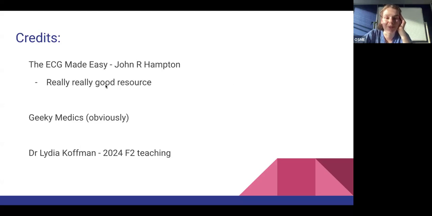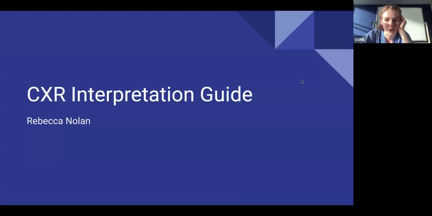The ECG Made It Easy is a really, really good book or resource, so use that. Obviously I use Geeky Medics as well, and some teaching that we got last year was really helpful for this as well. So we're going to move on to chest x-rays, which I find harder than ECGs just because I'm not particularly visual. I'm not sure what's artifact and what's not, but hopefully this will help.